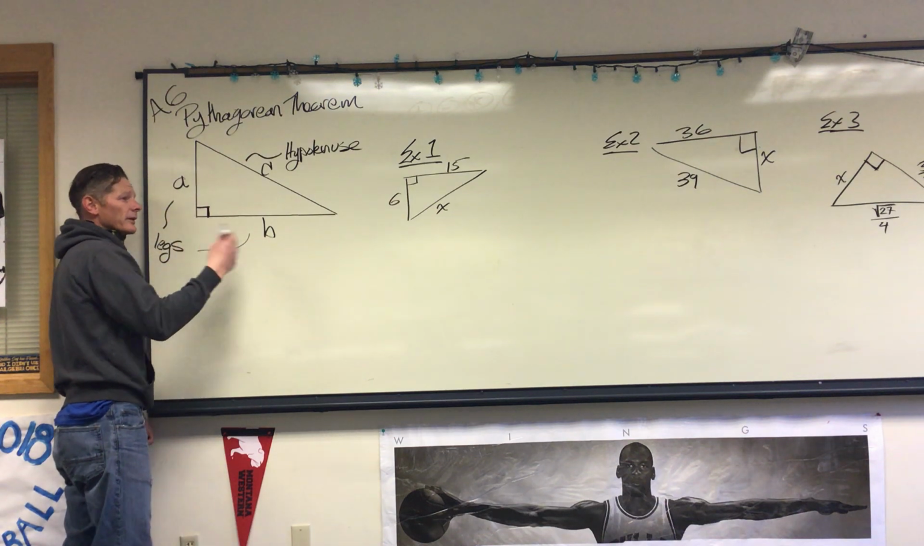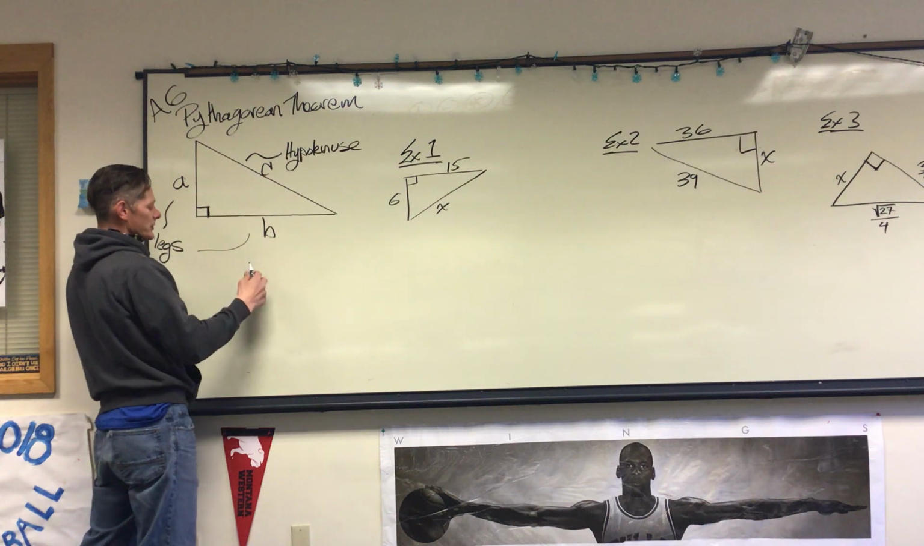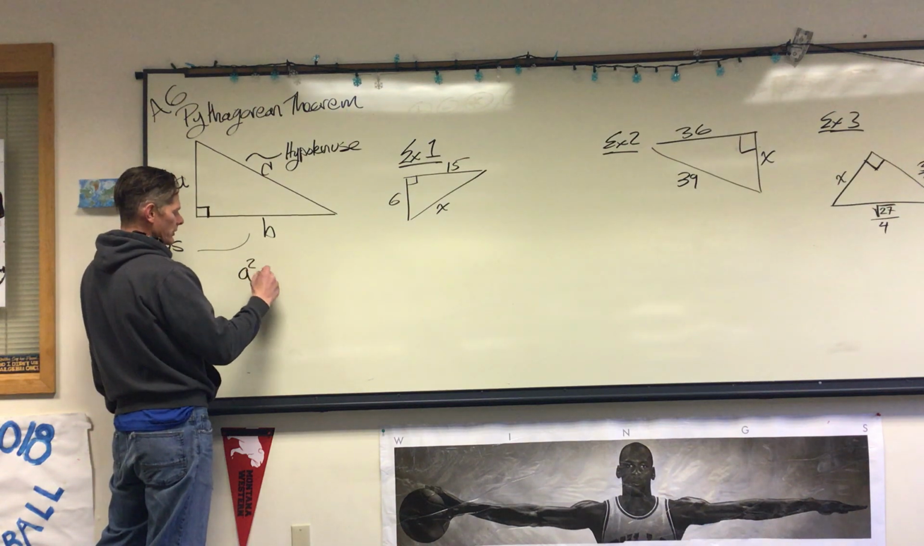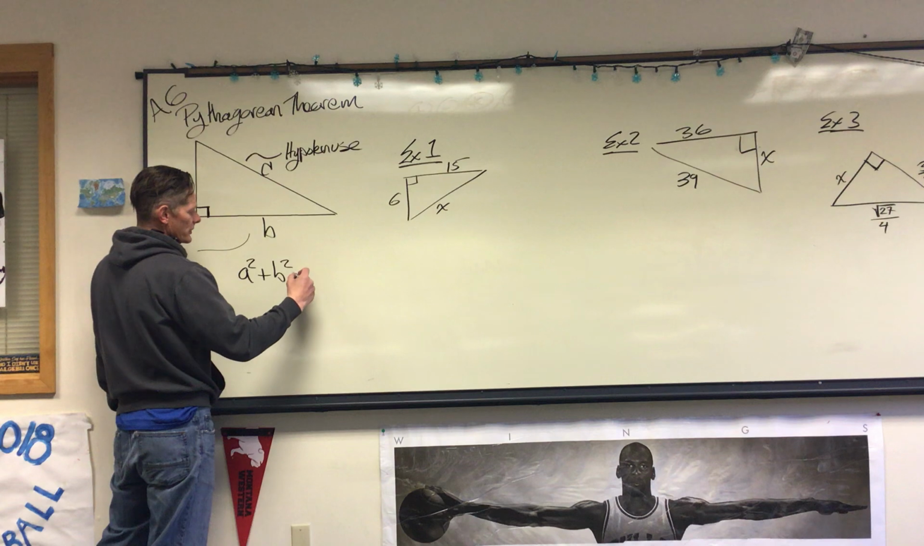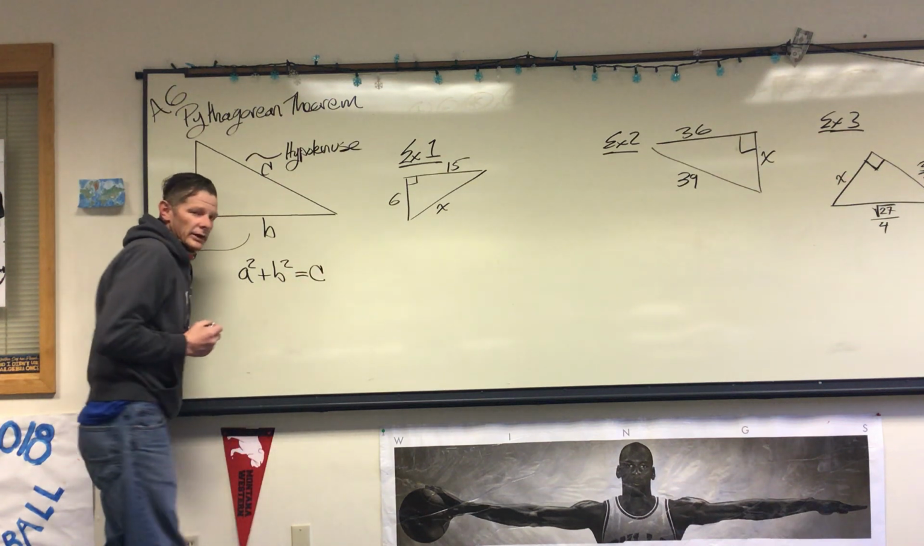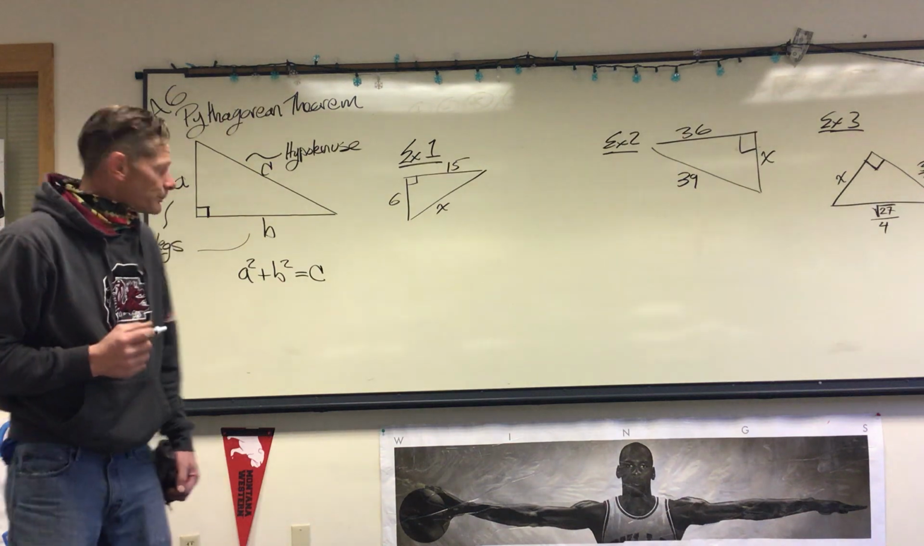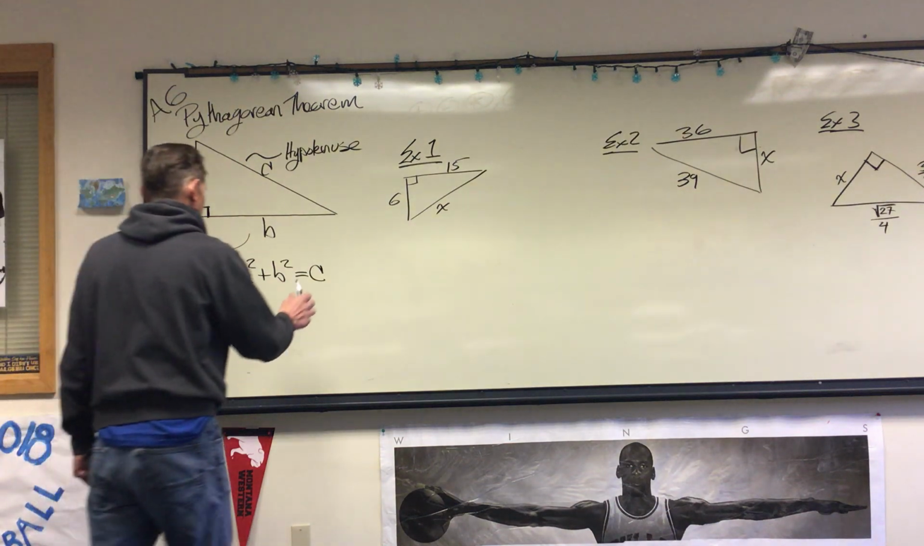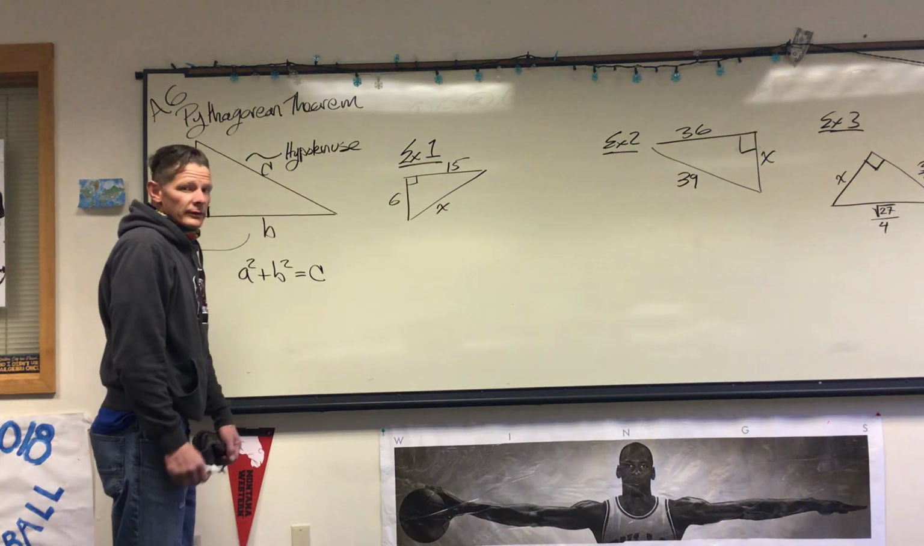The sum of the squares of the measures of the legs. Sums, we're adding something together. What are we adding? We're adding squares of the measures of the legs. The sum of the squares of the measures of the legs of a right triangle is always equal to the square of the length of the hypotenuse. That's the Pythagorean theorem. Really nice, really handy.